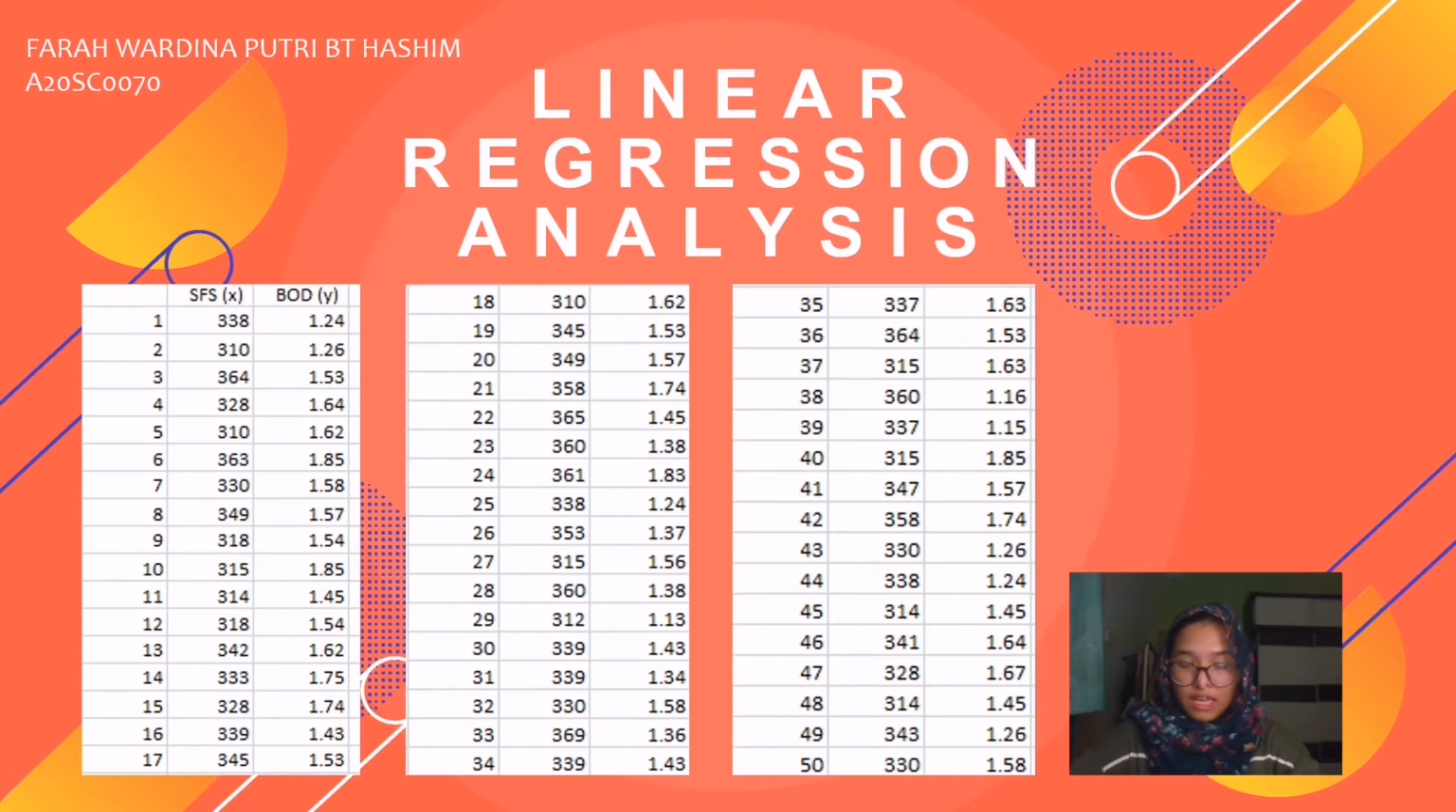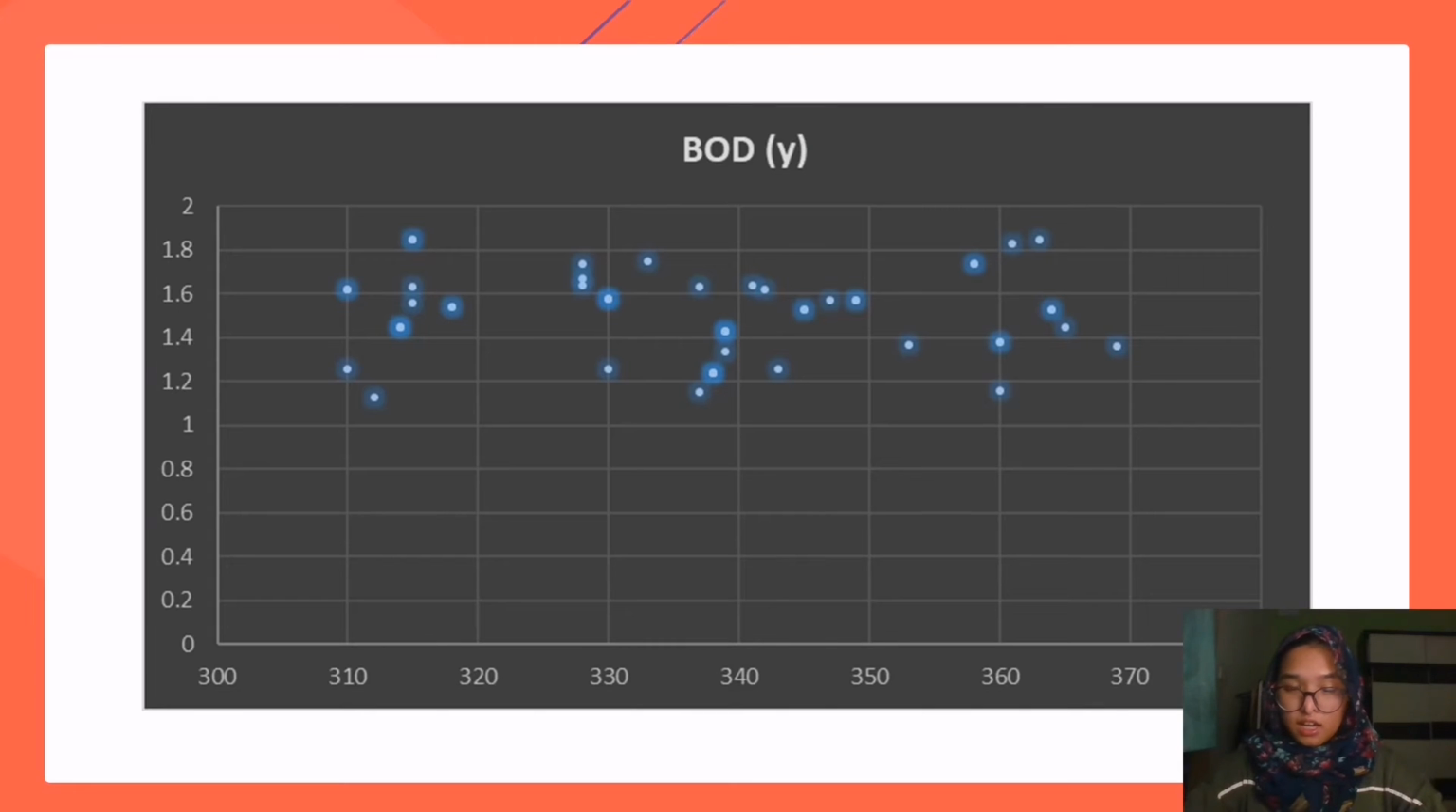My name is Farah, and today I'll be presenting the linear regression analysis. This is the data that we have obtained from the appendix given, and I have decided to use SFS as x-axis and BOD as y-axis. From the data we generated, we can plot them on the scatter graph to see and also to test whether the x and y have a linear relationship between them.